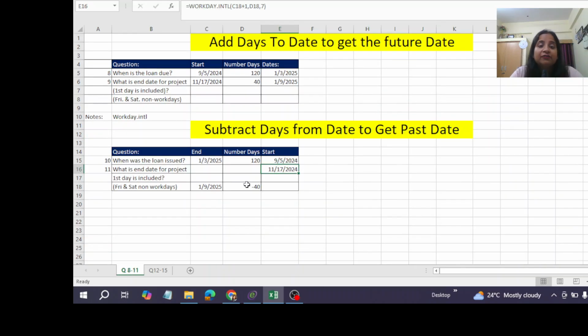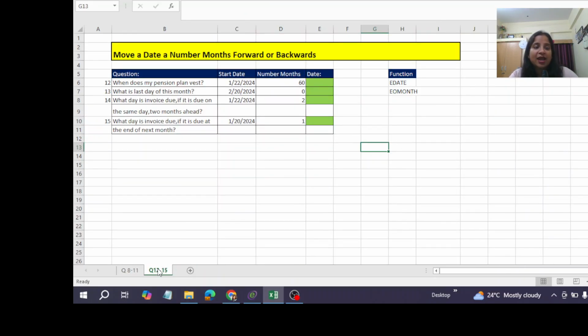Here what we did, here we have subtracted the number of days from the date to get the previous date. In question number 12, what we are doing is we are moving a date a number of months forward or backward. Suppose a date is given and we are moving it to a future date or to a prior date. So let's start with question number 12. When does my pension plan vest? Start date is 22nd of January 2024 and number of months is 60.